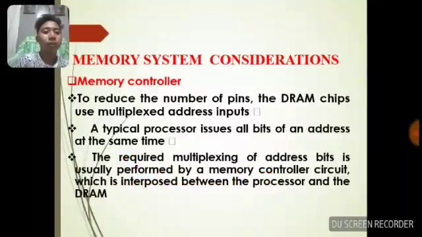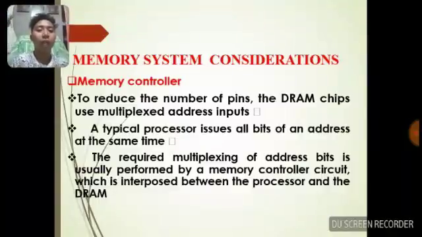Memory system consideration. Memory controller. To reduce the number of pins, the DRAM chips use multiplexed address inputs. A typical processor issues all bits of an address at the same time. The required multiplexing of address bits is usually performed by a memory controller circuit, which is interposed between the processor and the DRAM.